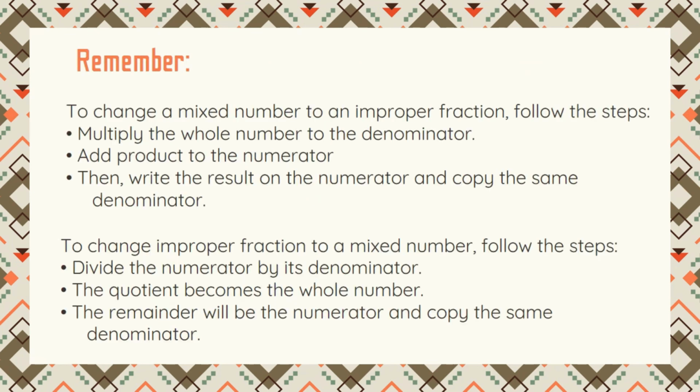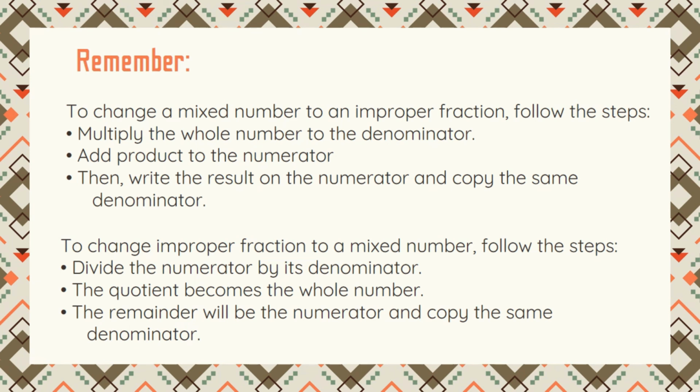Remember, to change a mixed number to an improper fraction, follow the steps. Multiply the whole number to the denominator. Add product to the numerator. Then, write the result on the numerator and copy the same denominator.